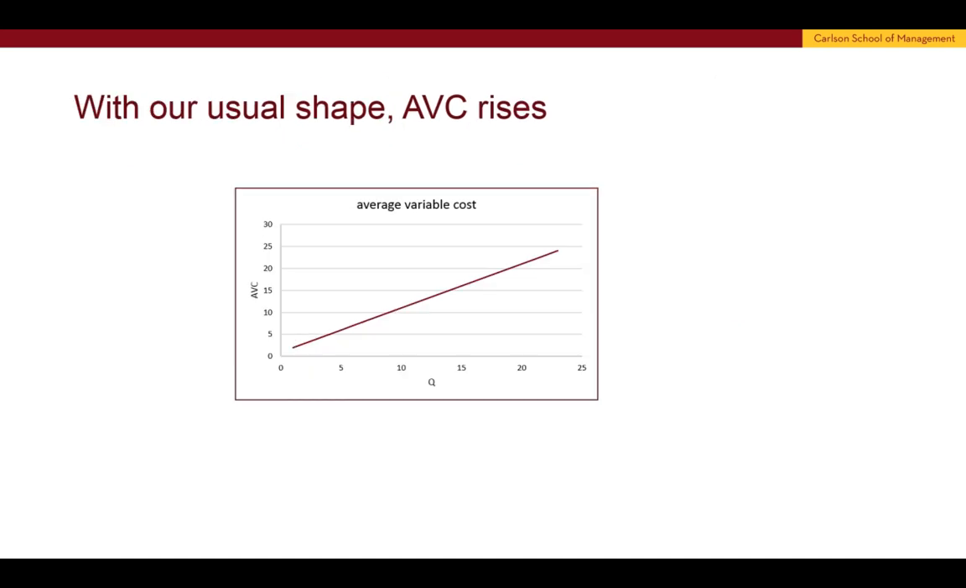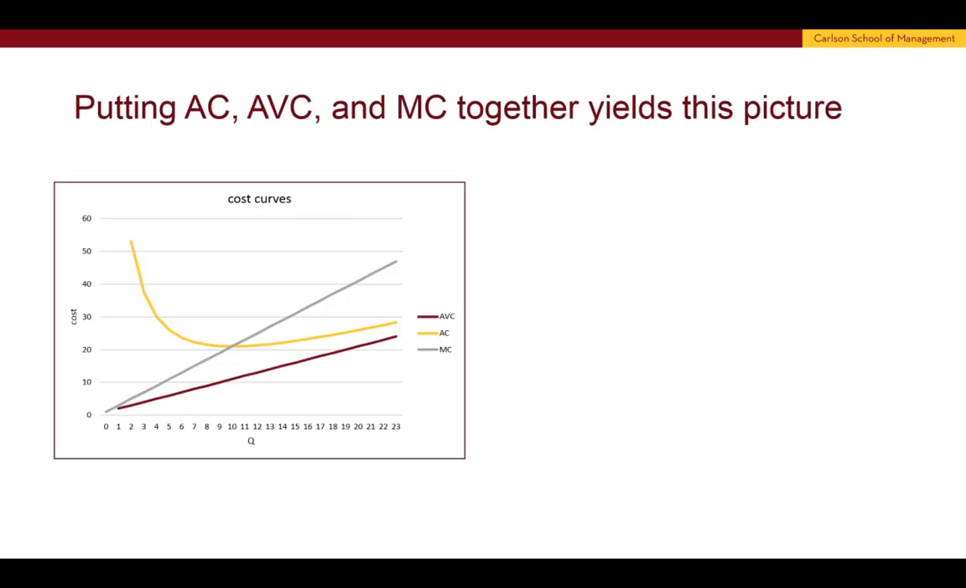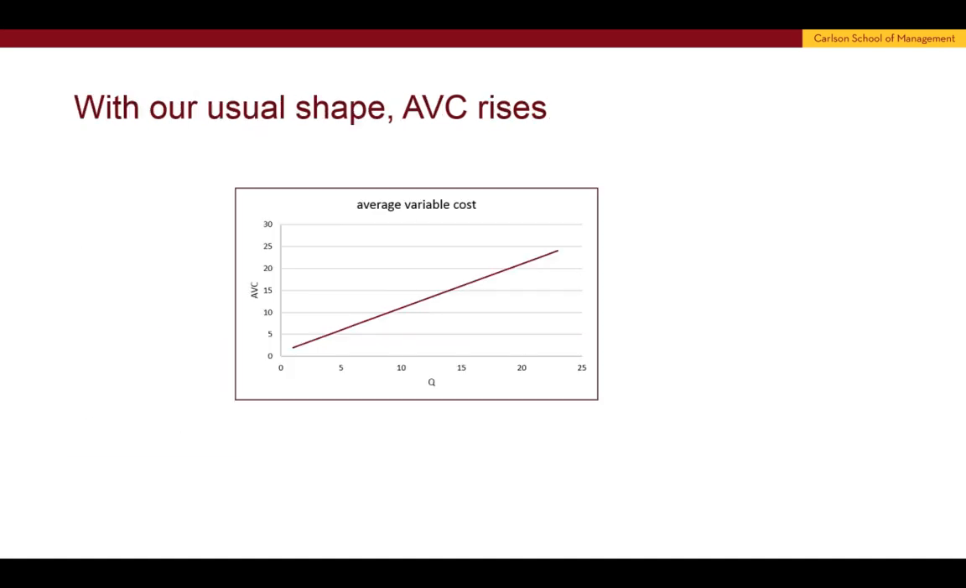Now, with our usual shape, the average variable cost is going to rise. And indeed, with the function we typically use in this class, it doesn't just rise, but it's also a straight line.